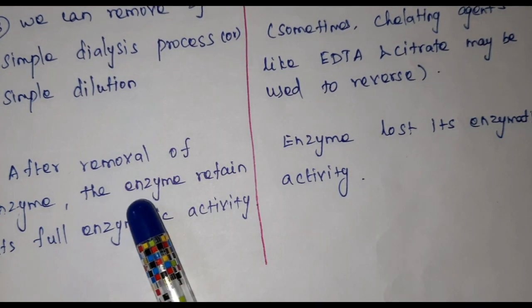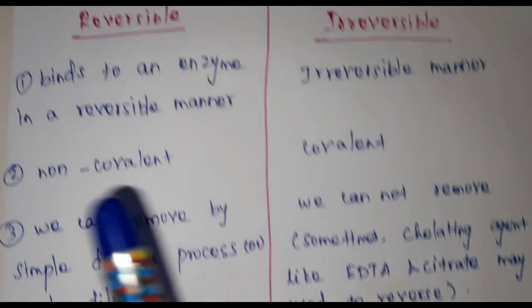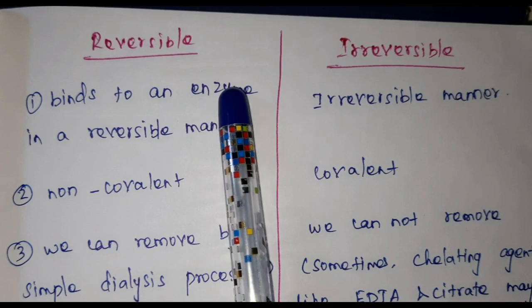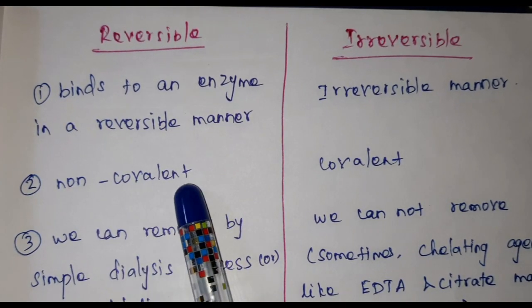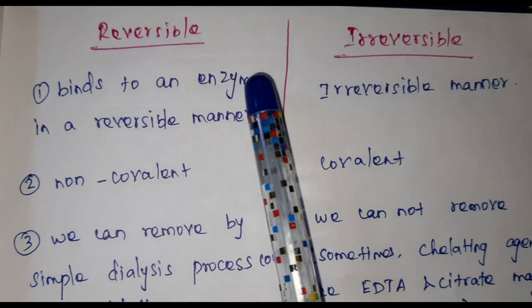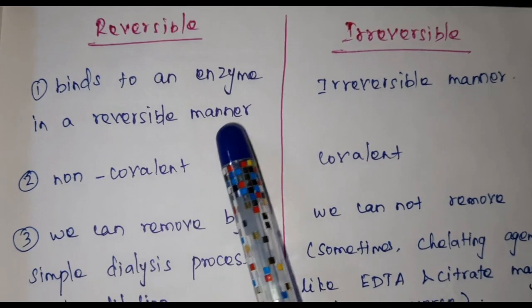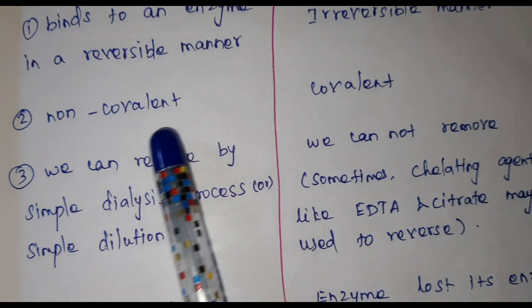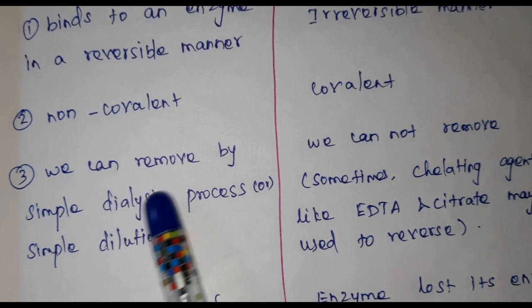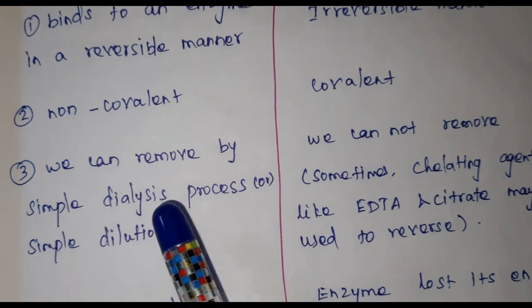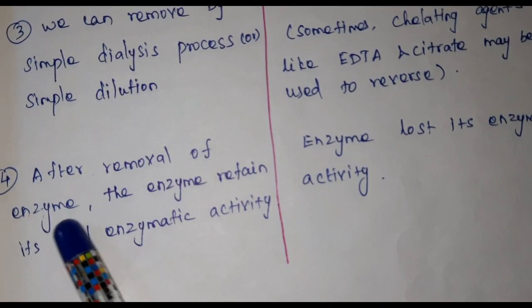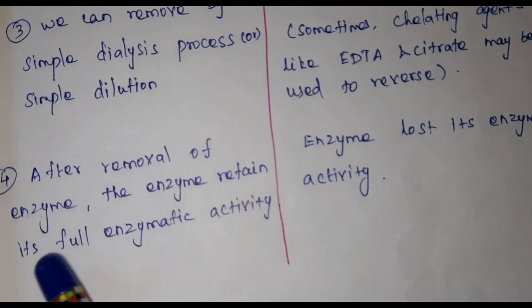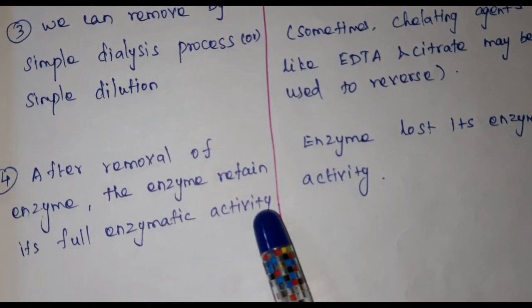So in a reversible inhibition reaction, the inhibitor binds to the enzyme in a reversible manner, that is by non-covalent bond formation between the enzyme and the inhibitor. Then we can remove the inhibitor from the enzyme by a simple dialysis process or simple dilution process. And after removal of the inhibitor from the enzyme, the enzyme retains its full enzymatic activity.